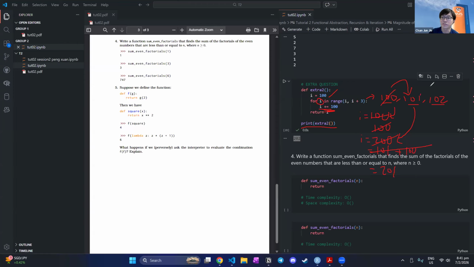Then that's the end of that iteration. In the last iteration, I goes to 102. So this will override it again. I will be set to 102. And then you run this line one more time. Plus 100, you get 202.